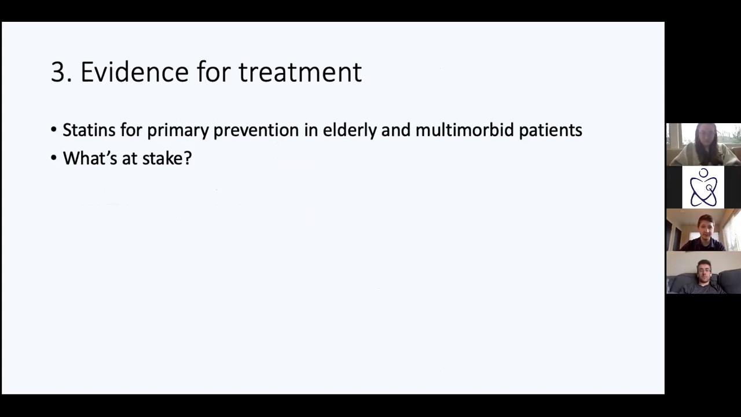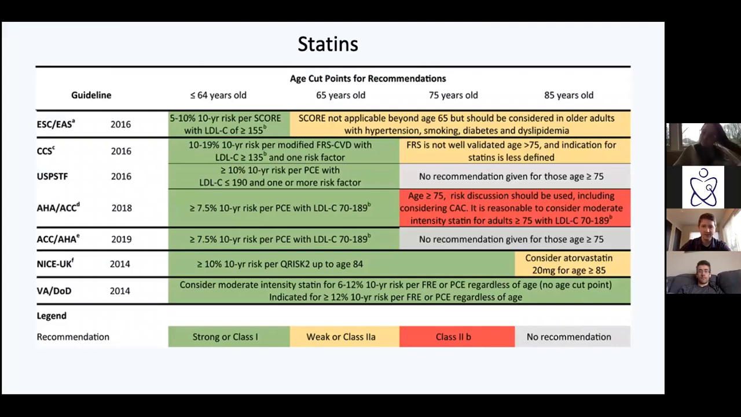So evidence for treatment. The question about statins for primary prevention in elderly and multimorbid patients is really tricky. If you look at the guidelines, they're kind of all over the place.